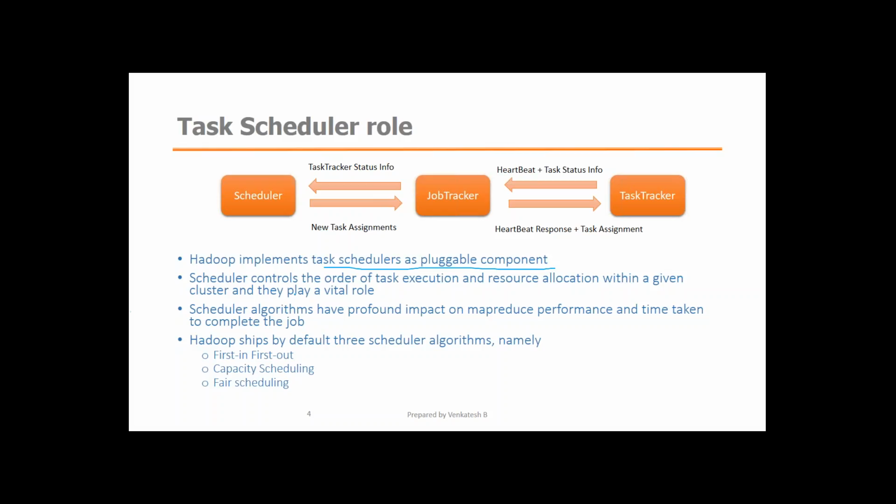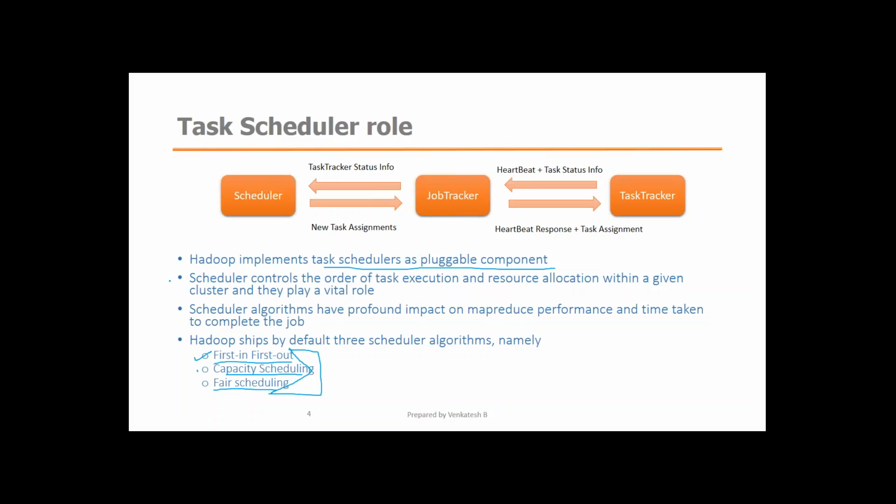By default, Hadoop supplies three types of schedulers, three variants. One is called first in, first out, then capacity scheduling, and fair scheduling. We are not required to know at a user level how these schedulers work. These are more internals of job execution. But what you need to know is that the scheduler is a pluggable component, and the type of scheduler that we are going to use will have a big impact on performance of the MapReduce execution.